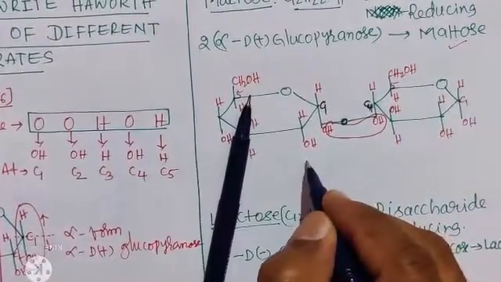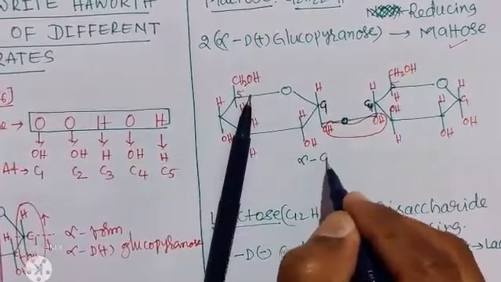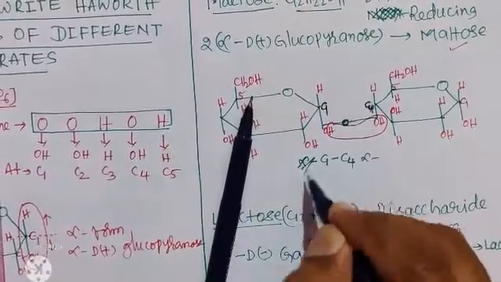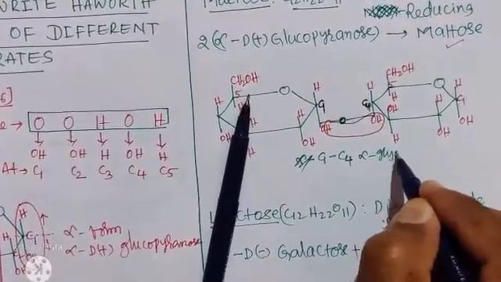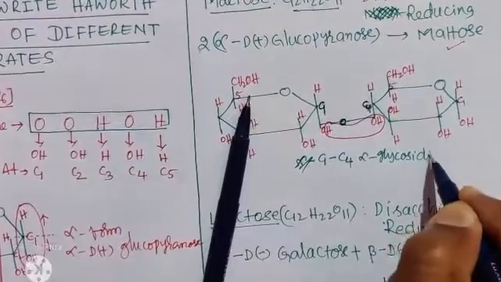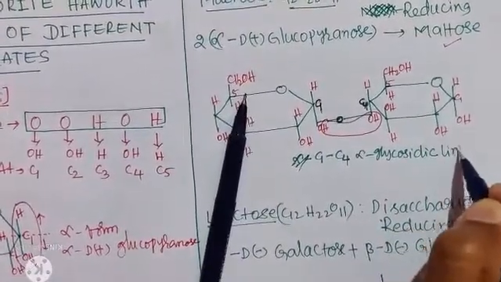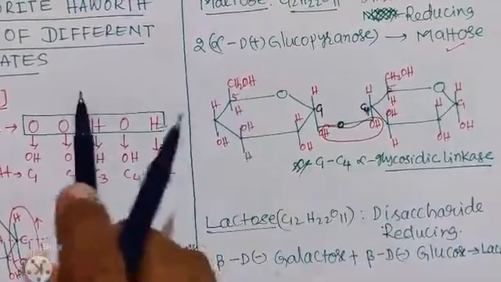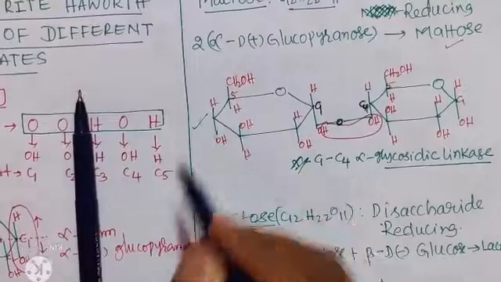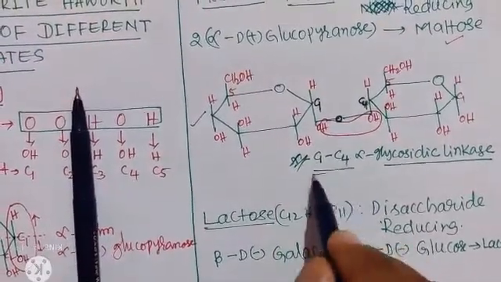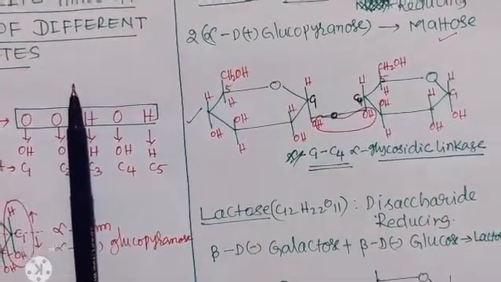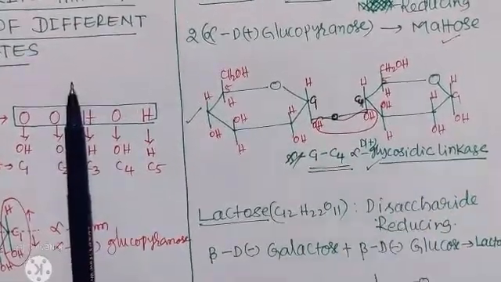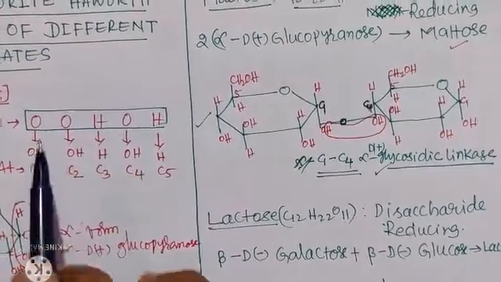That's why it is called an alpha C1-C4 glycosidic linkage. So in maltose, what type of glycosidic linkage is present? It is C1-C4 alpha-D-plus glycosidic linkage. Very important. It is a very simple trick by using this formula.